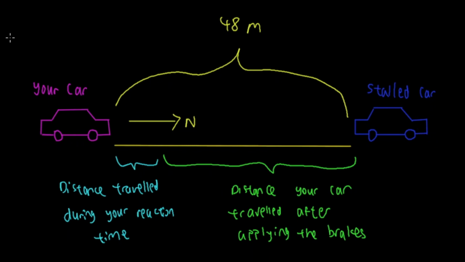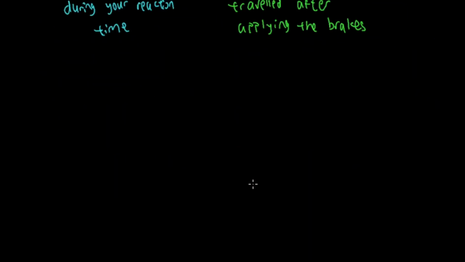Okay, so now, first, we should calculate the distance your car traveled after applying the brakes. So that means after you apply the brakes, how far does your car travel before it comes to a complete stop? Now let's look at what information we have. We know the initial velocity of your car is 75 kilometers per hour north. However, this is not the SI unit. We have to convert this into meters per second.